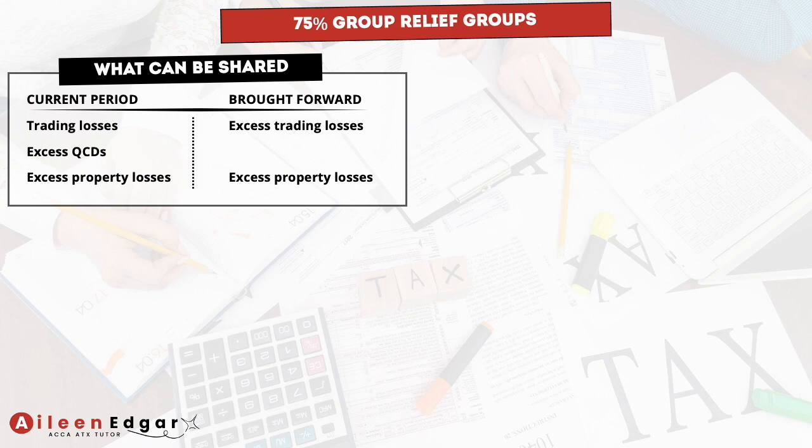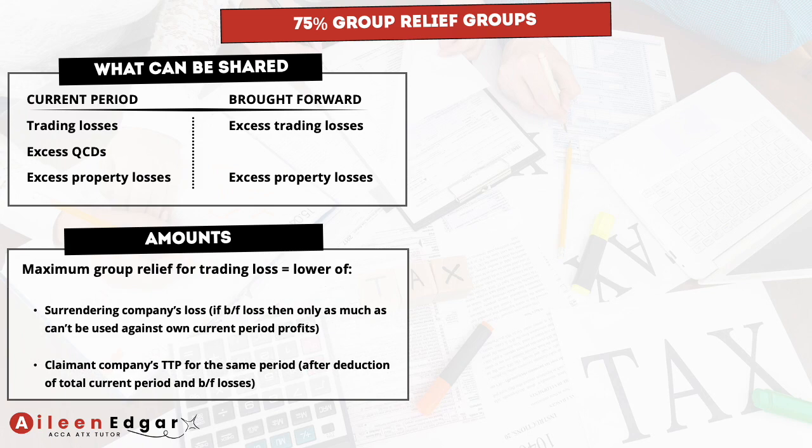The maximum group relief that can be claimed is going to be the lower of the surrendering company's loss, if it's a brought forward loss, then only as much as can't be used against their own current period profits, and the claimant company's taxable total profits for the same period after the deduction of total current period and brought forward losses.